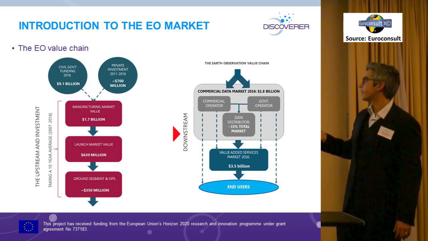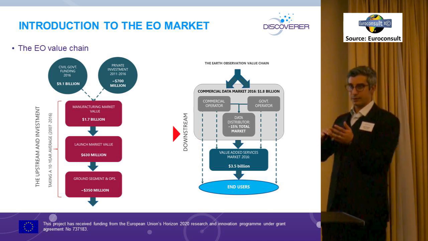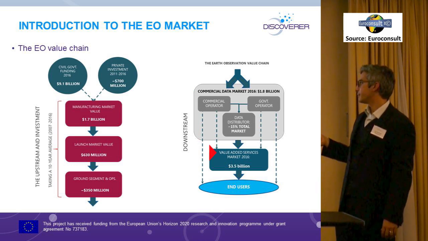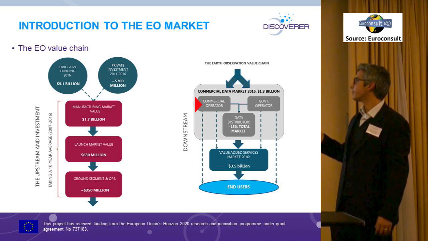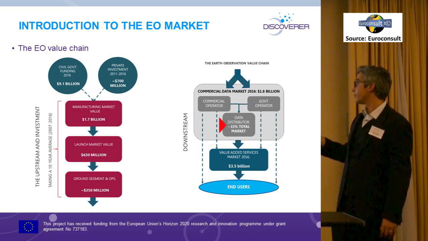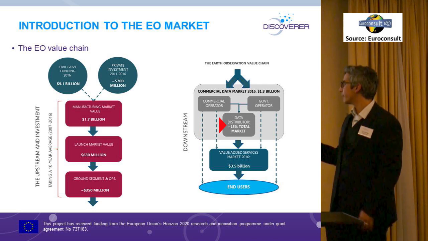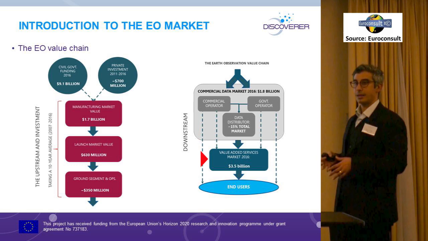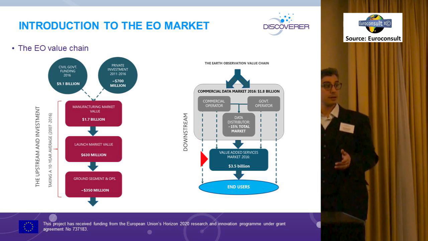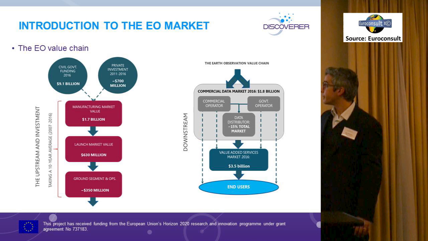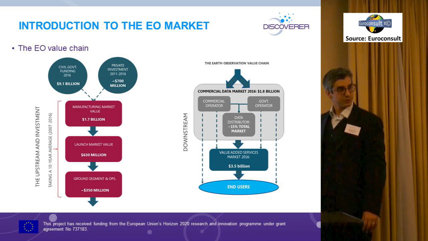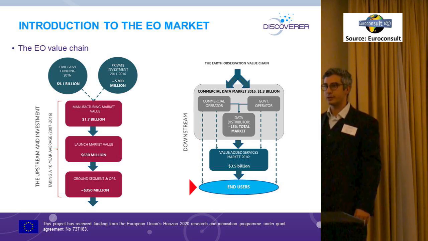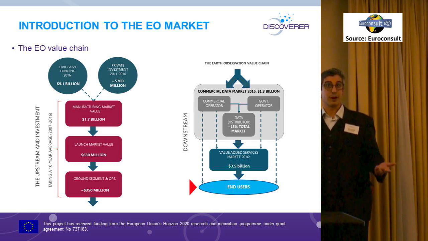And then we have the downstream. In the downstream, as I said before, we have two parts: the one referred to the data market and the one referred to the value-added services. We can have commercial operators, government operators, and data distributors, which are in the middle of everybody. And then we can have companies that are just making value-added services. Some of these commercial operators are also distributors and also make VAS. And then obviously it comes to the end users, which can be from governments to farmers.